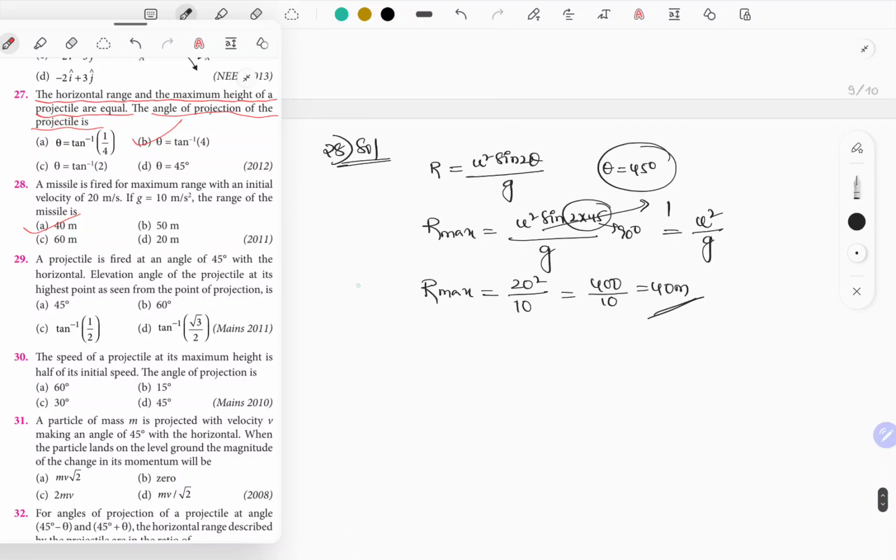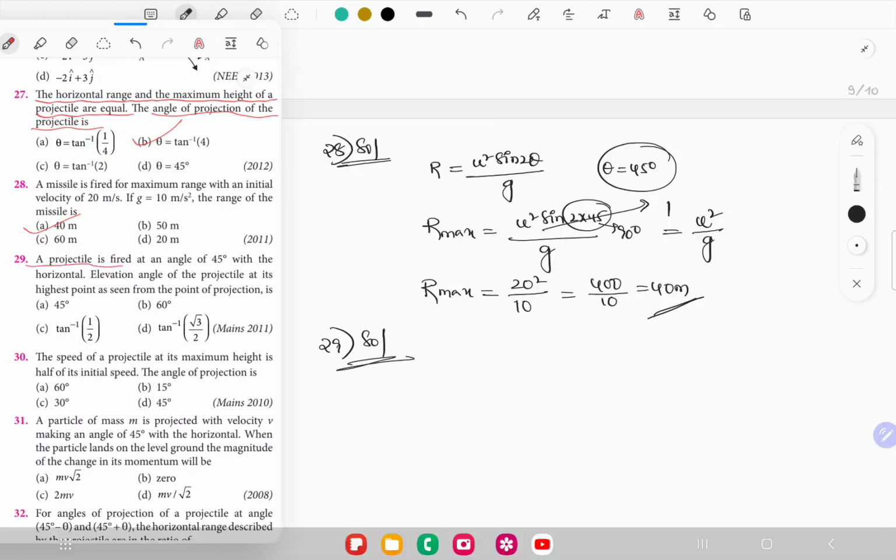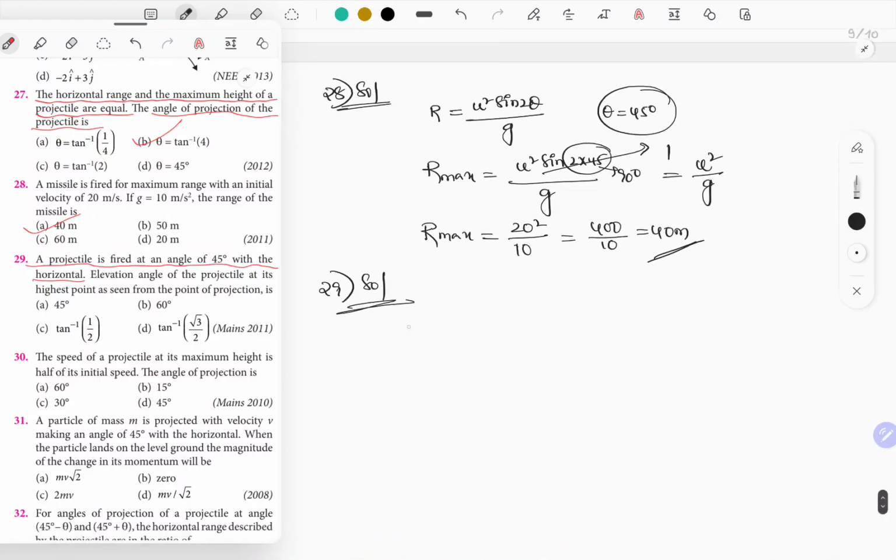Very good. Next, question number 29. Solution. A projectile is fired at an angle of 45 degrees with the horizontal. Let me represent that. What is the angle with which a projectile is fired? 45 degrees.